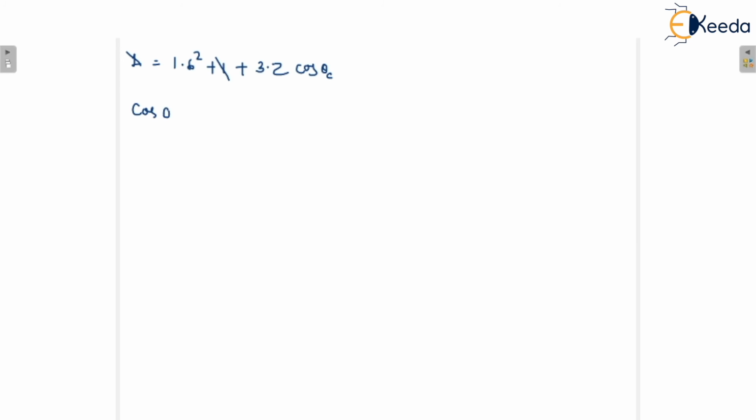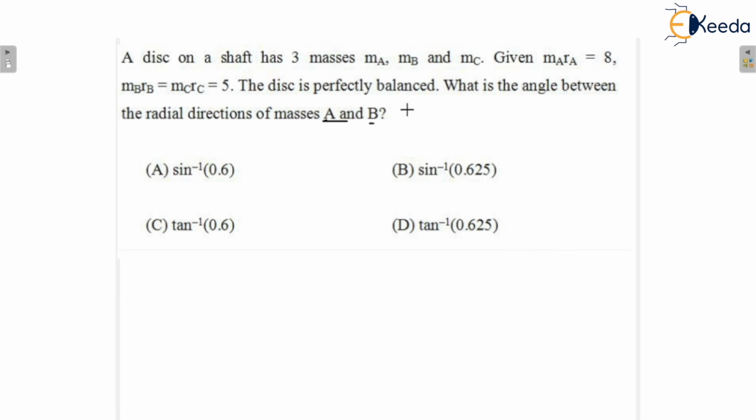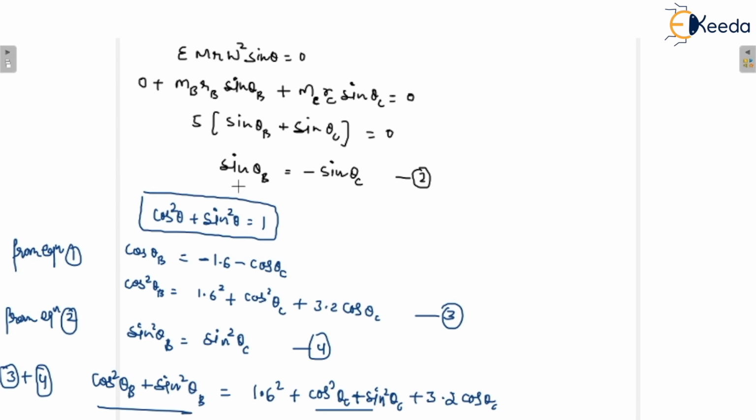From here you can get the value of cos theta c. When you do the calculations using a calculator, you will get cos theta c is equal to 0.8. Actually, the minus sign would be there, so minus 0.8. So you will get theta c is equal to 143.13 degree. Okay, but in the question theta c is not asked. In the question theta b is asked. So we have the relation between theta c and theta b.